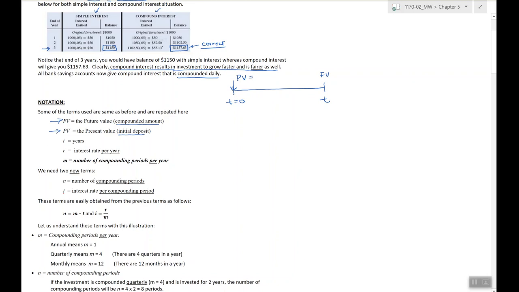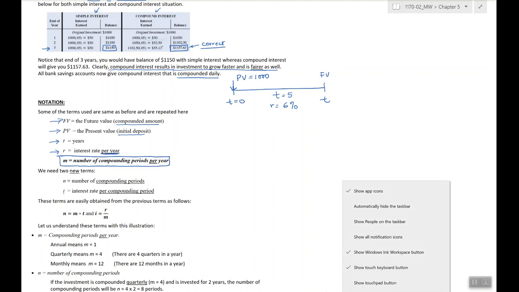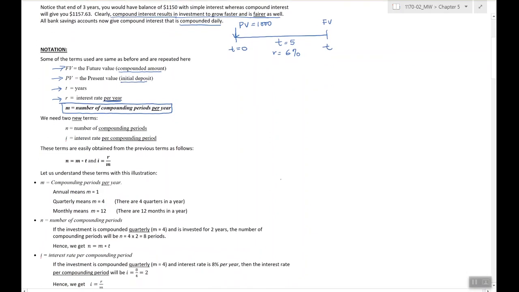So suppose your present value is $1,000, that's what you deposit initially. T is the time in years, so that is the amount you have waited. So suppose that's 5 years. And R is the interest rate per year. Okay, so R is, let's suppose, 6%. Now here is the new thing. M is the number of compounding periods per year. That means that many number of times in a year there is compounding. So we'll look into this matter again very soon.